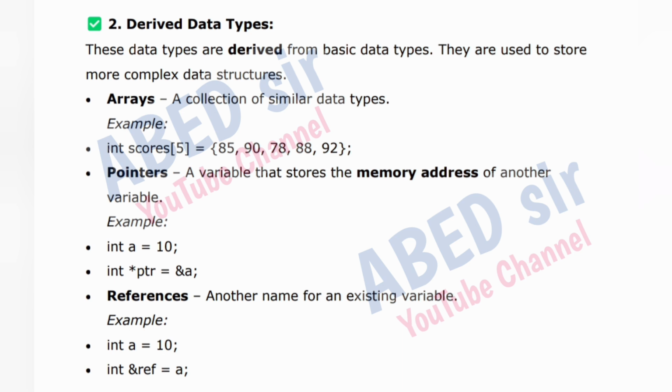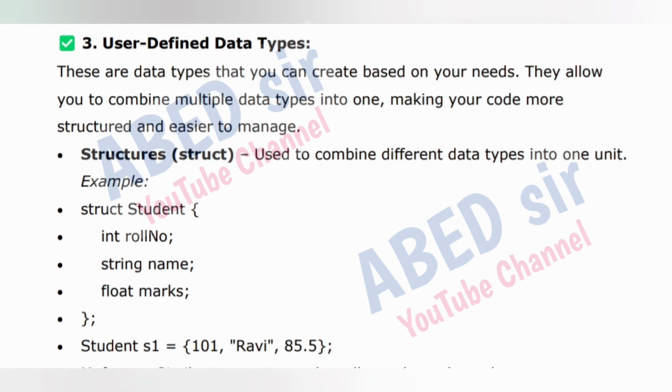References, another name for an existing variable. Example: int a = 10; int &ref = a; 3. User-defined data types. These are data types that you can create based on your needs. They allow you to combine multiple data types into one, making your code more structured and easier to manage.